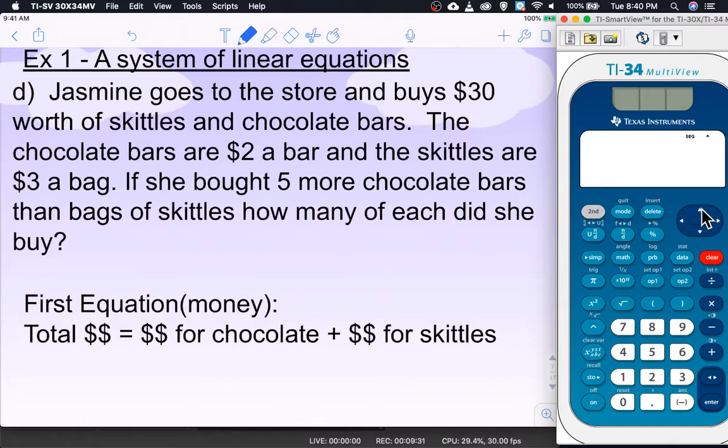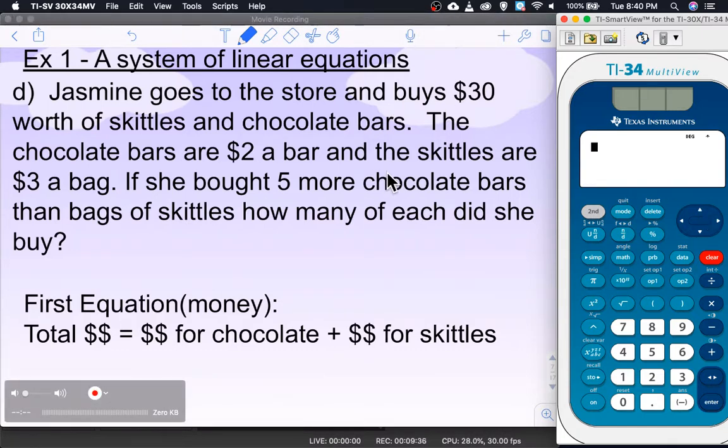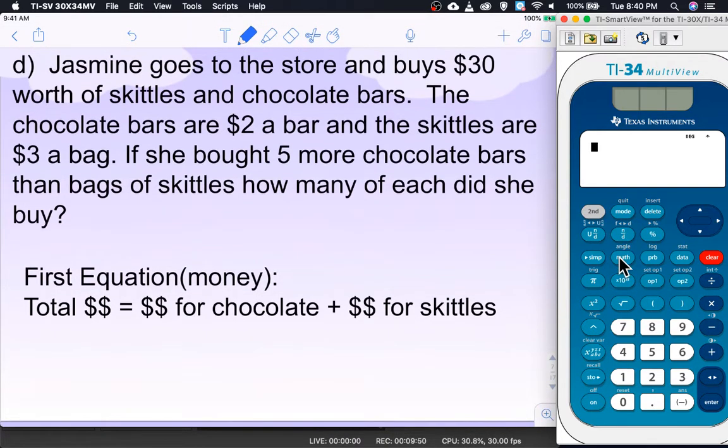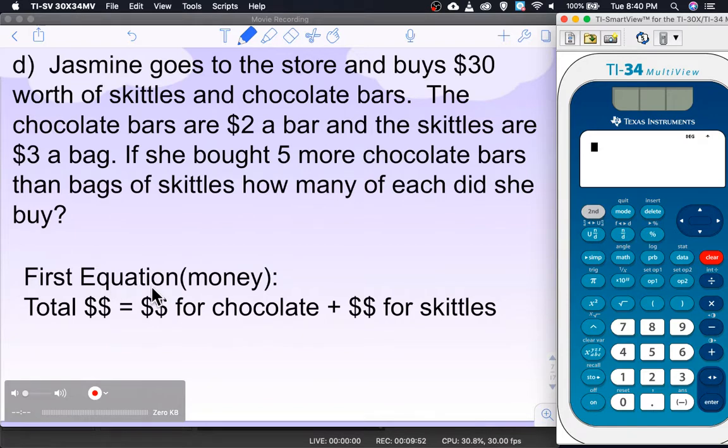Now, setting up a system of equations, I mean, if I just gave you this word problem and said, okay, set up your own system of equations and graph it or solve it, that's very hard. One of the hardest skills with systems of equations is setting them up. So for this first lesson, I've done a lot of hand-holding, so to speak, like setting up and giving you lots of hints and stuff.